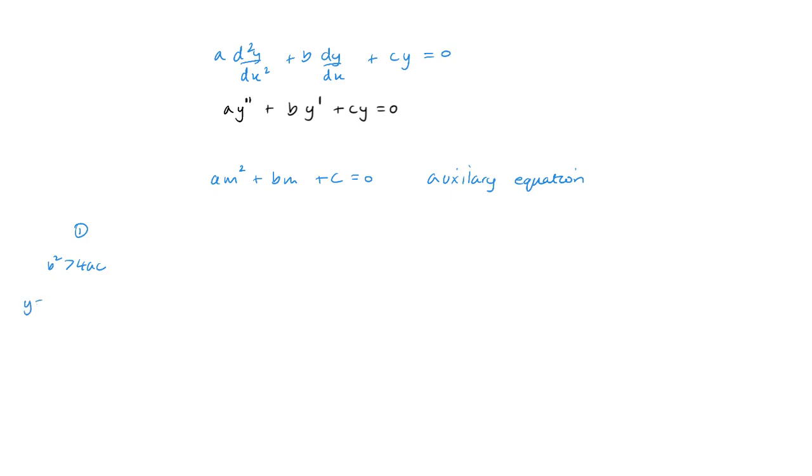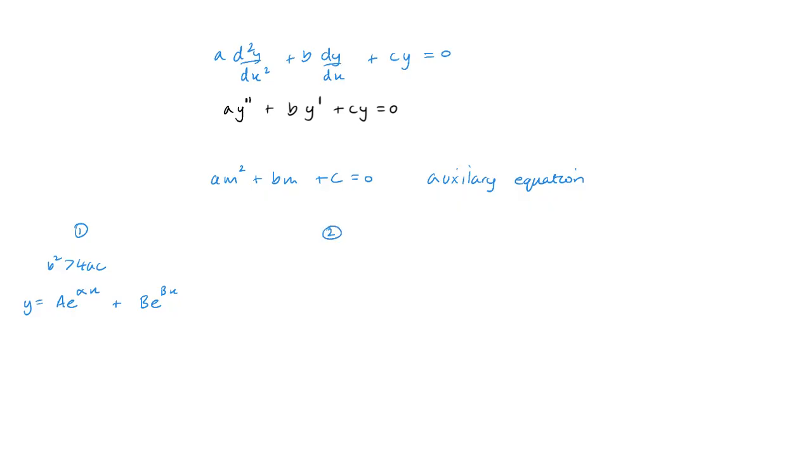And then the general solution will be of the form ae to the alpha x plus be to the beta x, where a and b are just arbitrary constants. So that's one option.